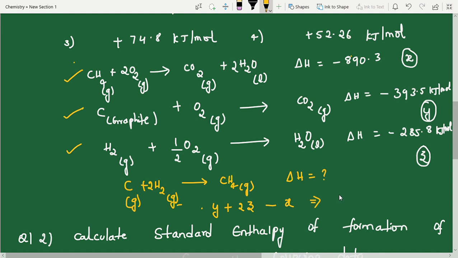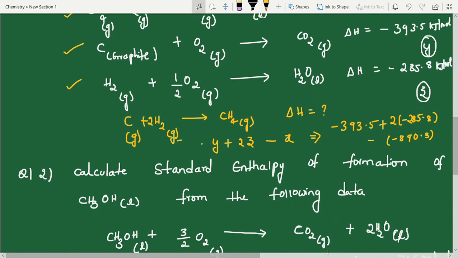Then substitute this, students. What will you get? Minus 393.5 plus 2 into minus 285.8 minus of minus 890.3, then you will get the answer. If you simplify this, you will get the answer. What is the answer, students, here? Let me write the answer here.